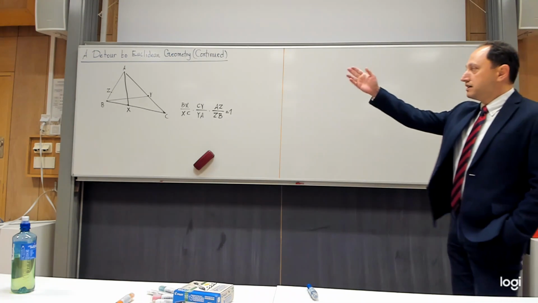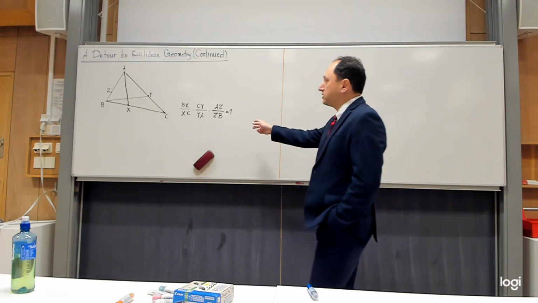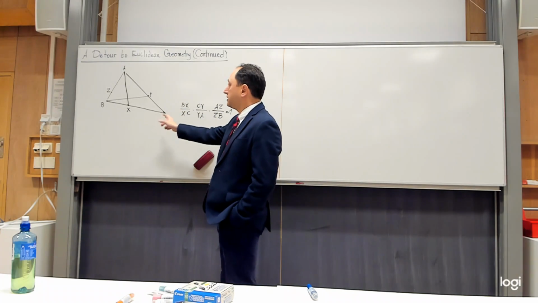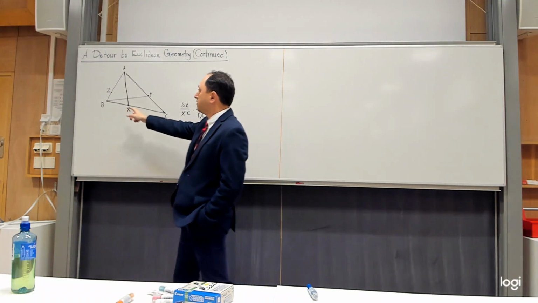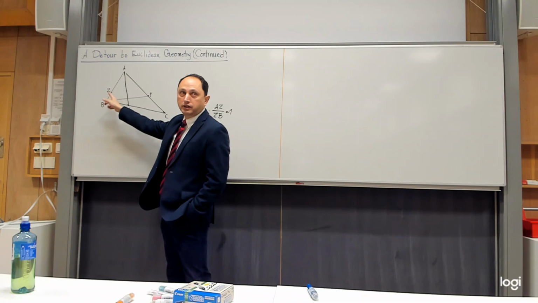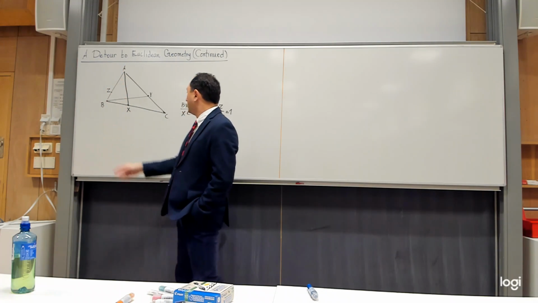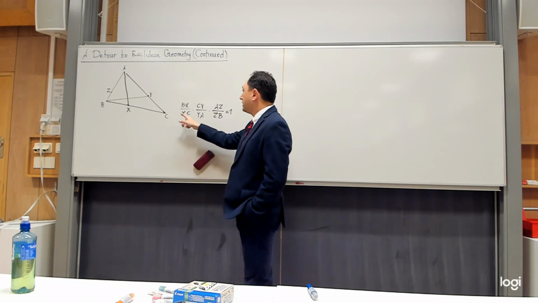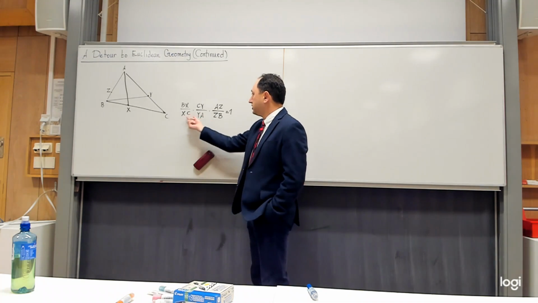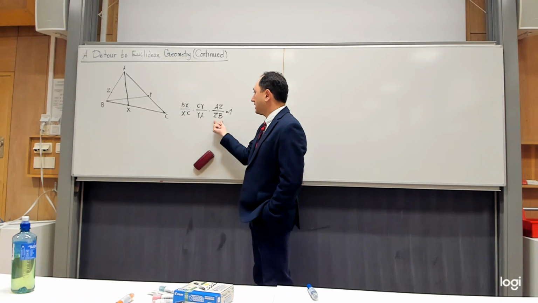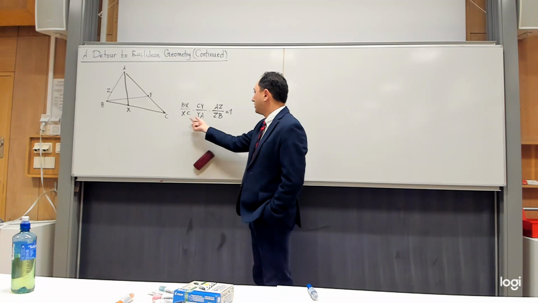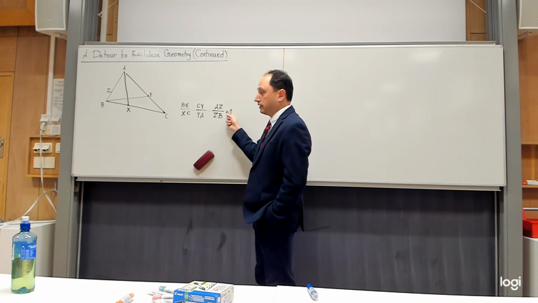So I have two Cevian lines, but I do not have the third one. Instead of having the third one, I have a third point, Z, somewhere. And then I am telling you, assume that somebody measured these lengths and calculated this product and saw that this is exactly equal to 1.